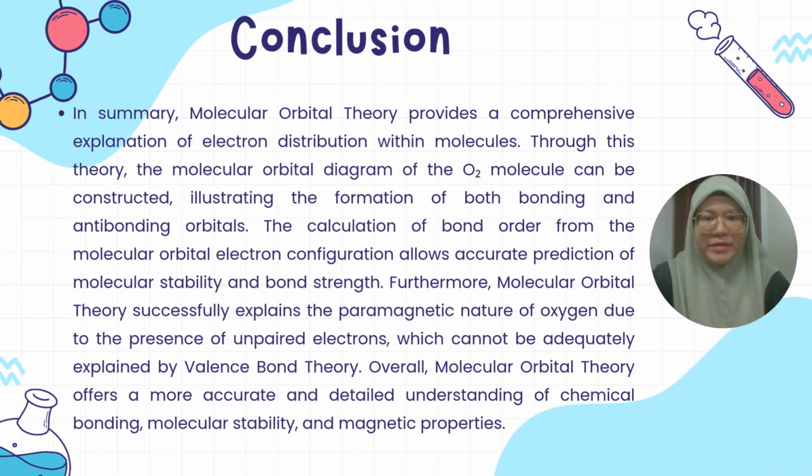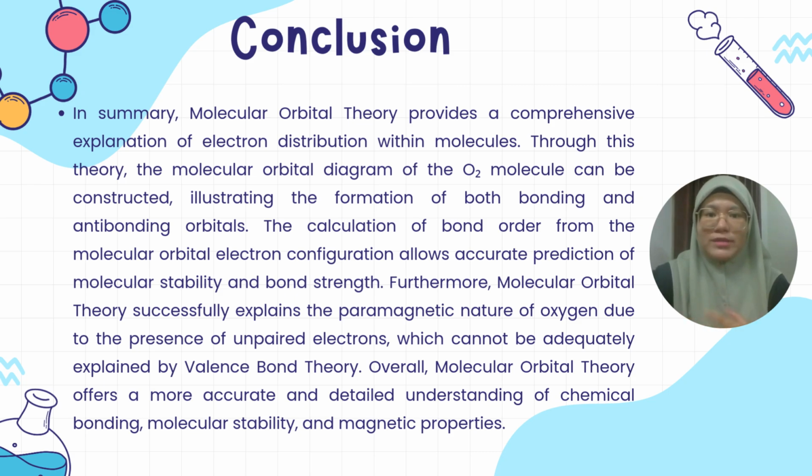Conclusion. In summary, molecular orbital theory provides a comprehensive explanation of electron distribution within a molecule. Through this theory, the molecular orbital diagram of the O2 molecule can be constructed by illustrating the formation of both bonding and antibonding orbitals. The calculation of bond order from the molecular orbital electron configurations allows accurate prediction of molecular stability and bond strength.